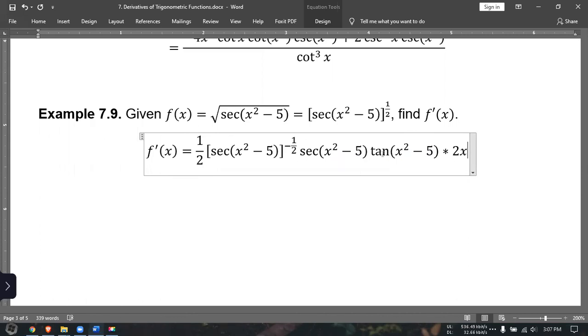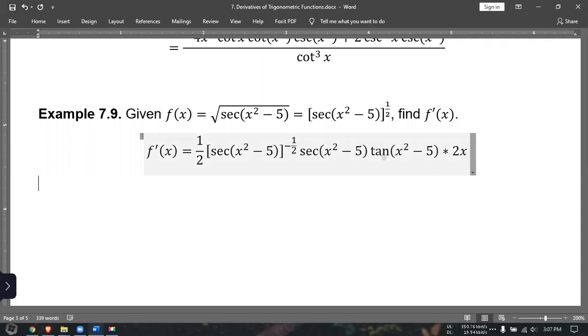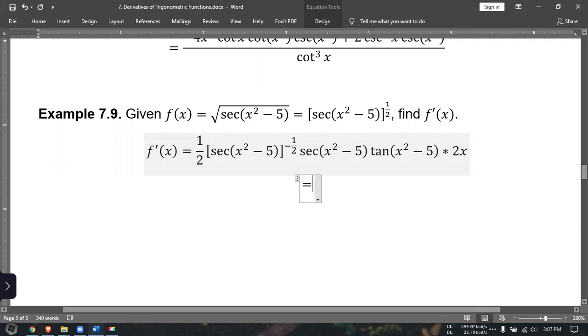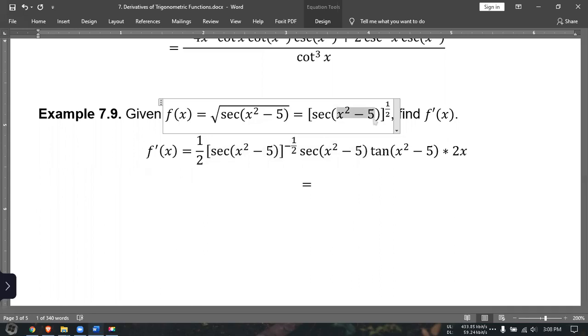And I'll simplify this. This is multiplication. By laws of exponent. Sir, saan ako ngayon 2x? 2x is the derivative of x squared minus 5. Okay, sir. Derivative of x squared minus 5.